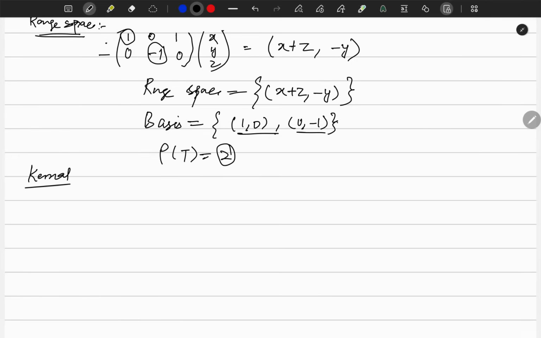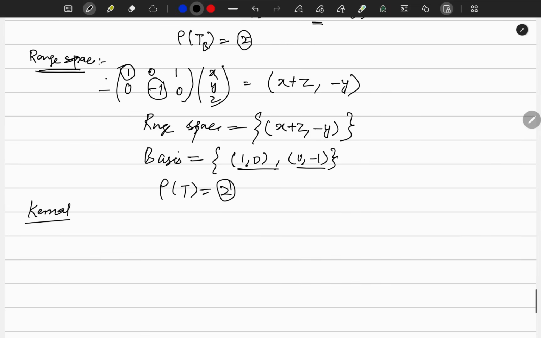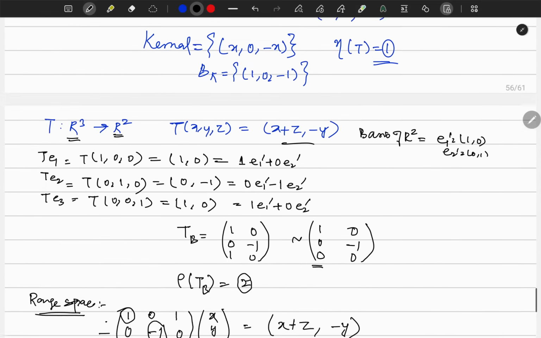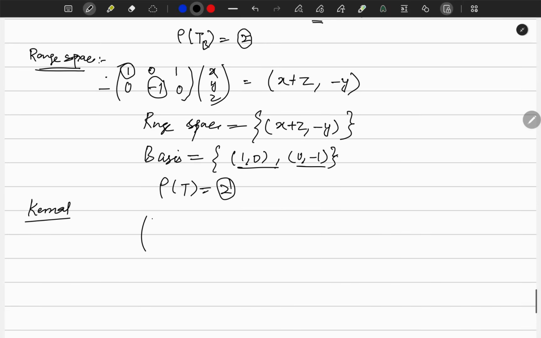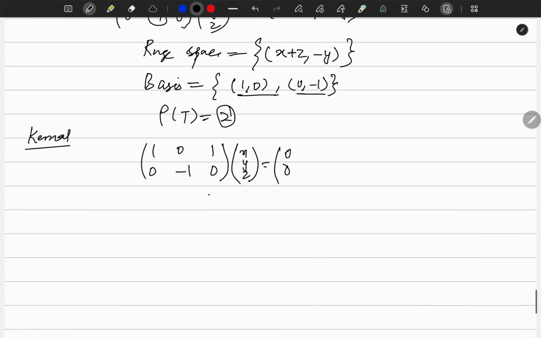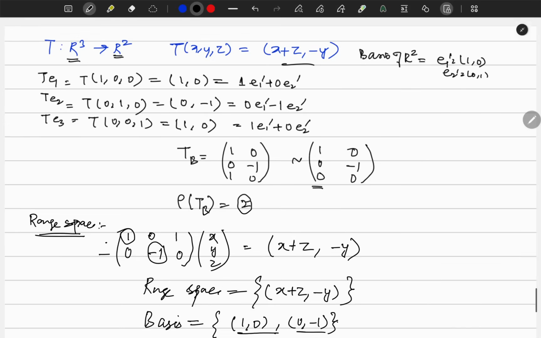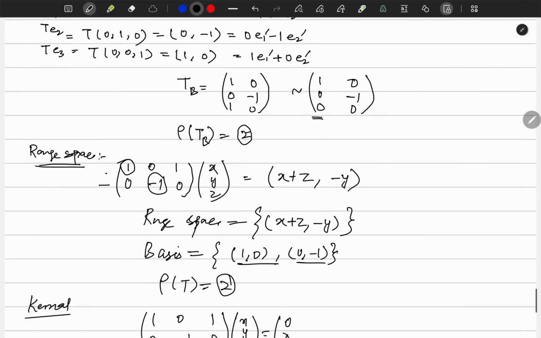Kernel in the same way, make it to be 0. Okay. For example, here what I did, 0 in the previous way, here we have checked kernel in this way. In this way you can also do it, that is the matrix 1 0 1, 1 0 1, 0 minus 1 0 times x y z, equate to 0. So that is x plus z is 0 and minus y is 0. You reach at the same point again. So this is also a way.